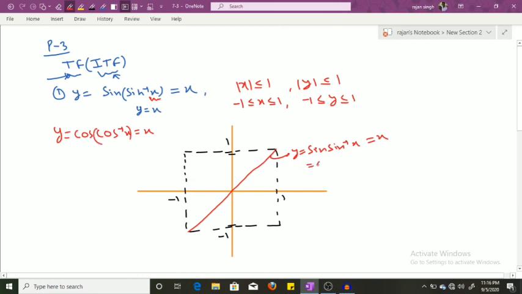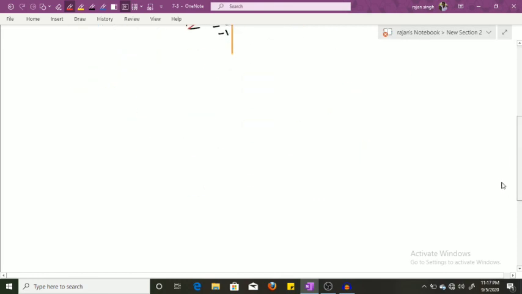This is also cos of cos inverse x. Moral of the story: trigonometric function outside, inverse trigonometric function inside, simply cancel without thinking anything.